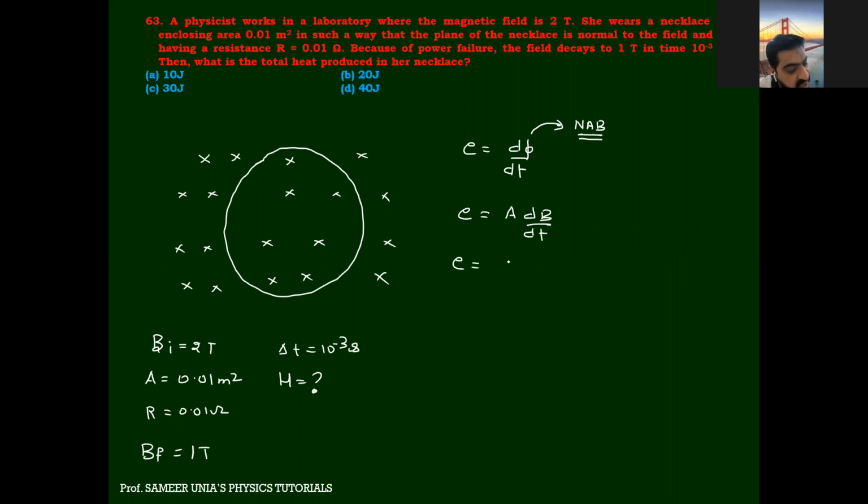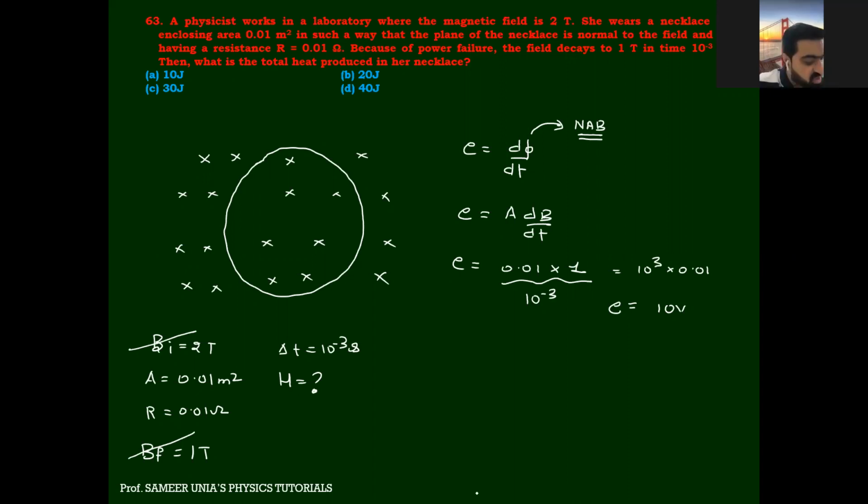E will become area, which is 0.01, times dB, the change in B, that is 1 Tesla, and our time is given as 10 raised to minus 3. So this becomes 10 to the power 3 into 0.01, that will become 10 volts. This is the EMF induced.